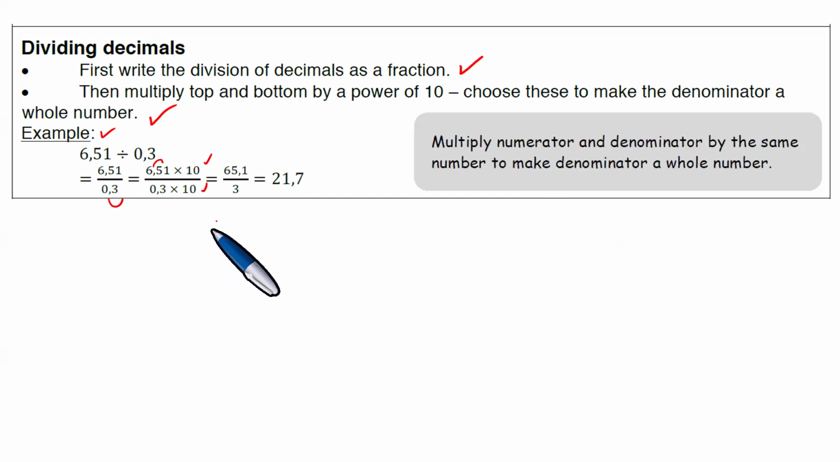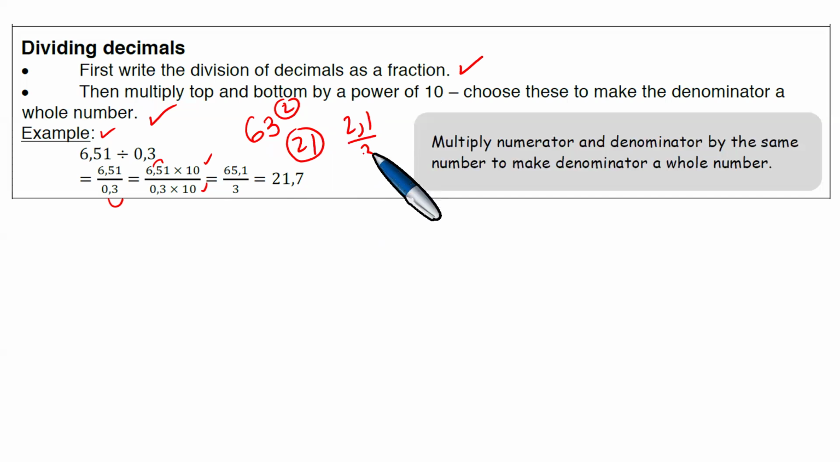We ask ourselves, how many times does 3 go into 65? Right. How many times does 3 go into 65? 3 divides 63, going 21 times. And therefore in 65, the remainder is going to be 2. Right. The remainder is going to be 2. And then there's a 0.1. You divide by 3.